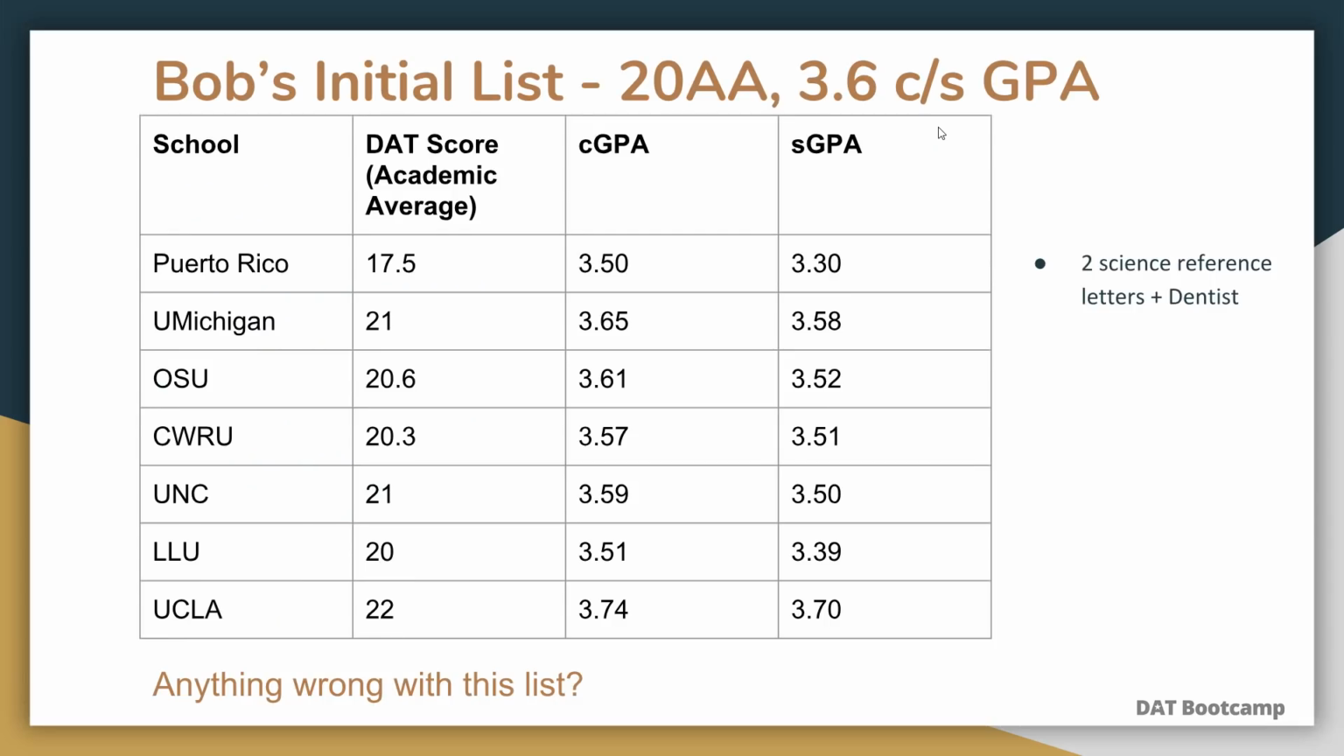So this is Bob's initial list. I just put the stats up here for our reference and the reference letters over here. So I'm going to give you guys a minute to sort of think things over. What do you see wrong with this list? So we got the University of Puerto Rico, University of Michigan, Ohio State University, Case Western Reserve University, the University of North Carolina at Chapel Hill, Loma Linda University, and the University of California, Los Angeles. So I'm going to give you guys a minute to sort of look at this list. What do you think that Bob can change, maybe improve, get rid of, things like that?